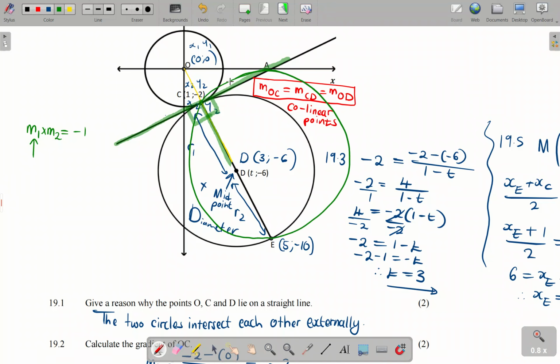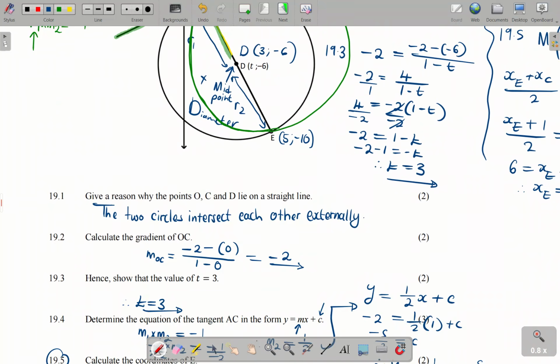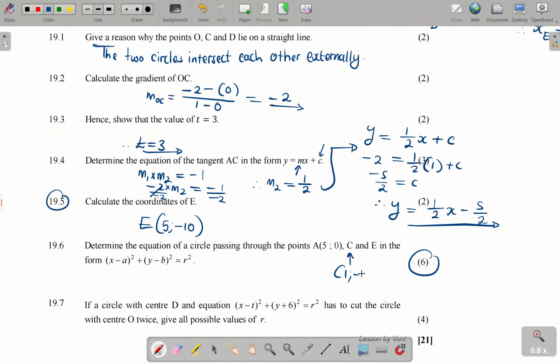Because they said it passes through A, C, and E, so this is the circle, guys. We don't even know the center, but we're given the coordinates of A there. So determine the equation of a circle passing through the points A, C, and E. Do we know the coordinate of C? Yes, what I saw there is 1 and -2. What is E? E, we just calculated it to be 5, -10.